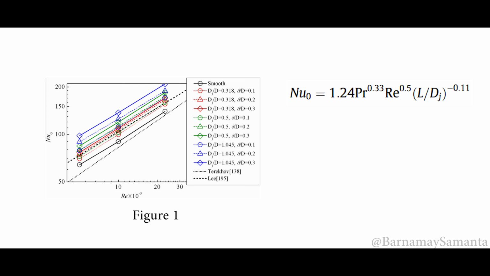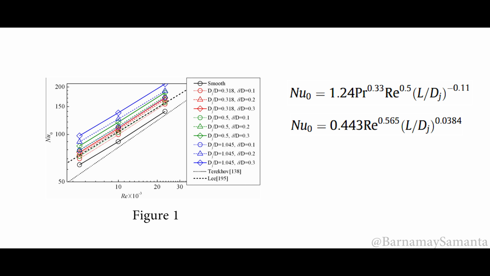While the expression by Li and Li is Nu0 equals 0.433 Re to the power of 0.565 (L/dj) to the power of 0.0384. Tarikov and Li adopted different experimental details to obtain the correlative expressions. A certain deviation exists in their expressions.